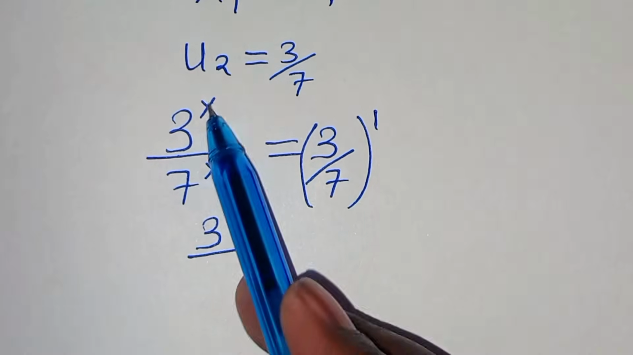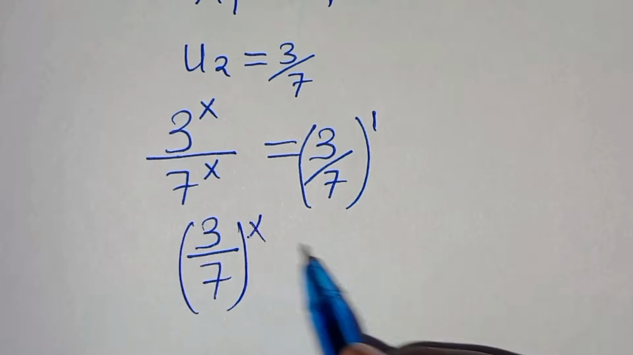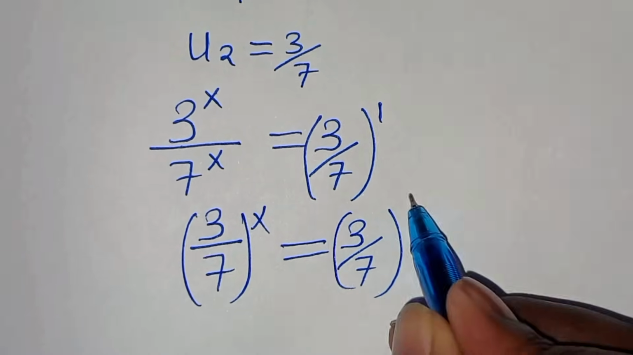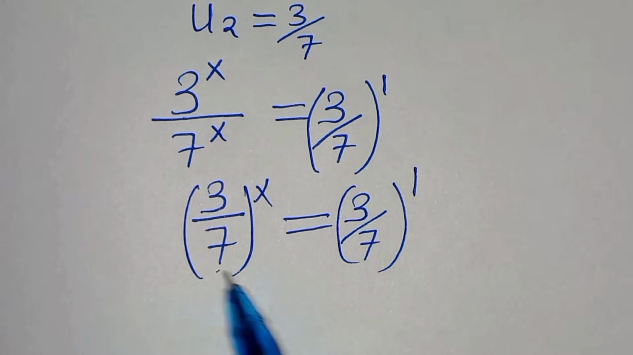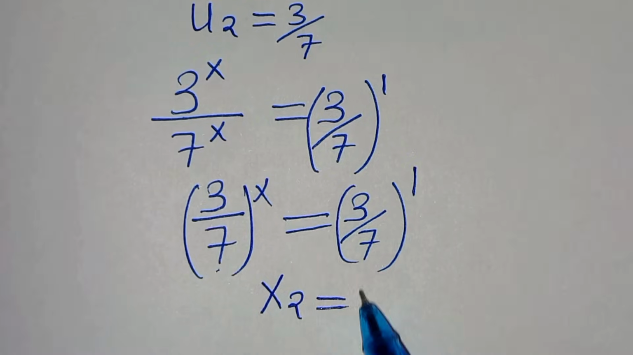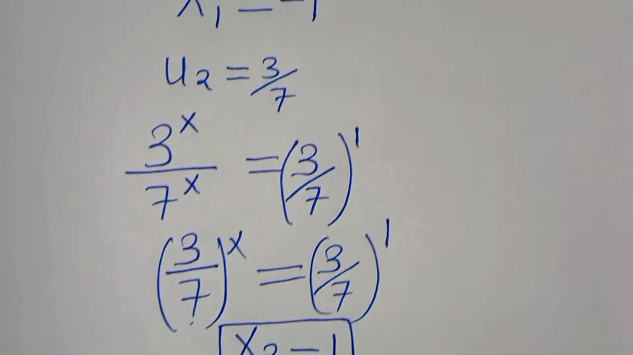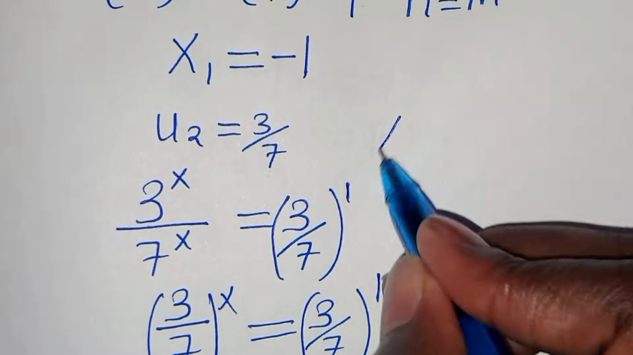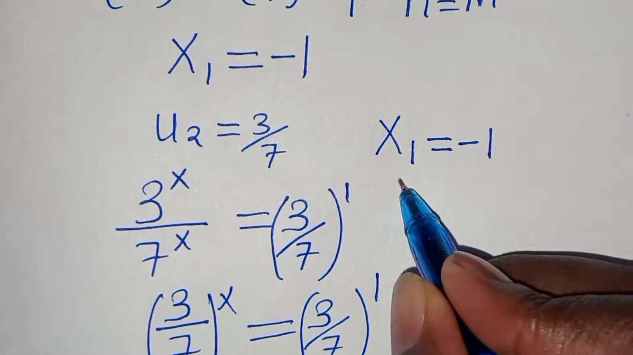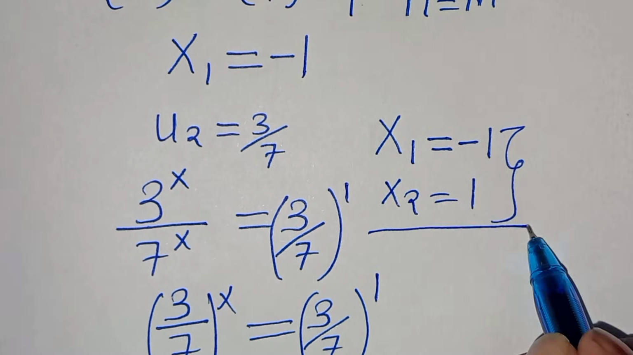So we can express 3 to the power of x over 7 to the power of x as 3 over 7 raised to the power of x. This is equal to 3 over 7 raised to the power of 1. Since the bases are common here, this implies that x2 is equal to 1. So we have two values of x here. We have x1 is equal to minus 1 and x2 is equal to 1. So these are the two values of x.